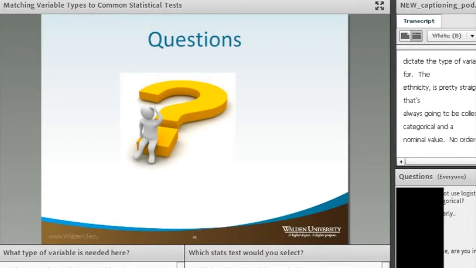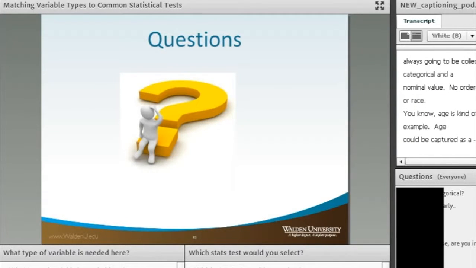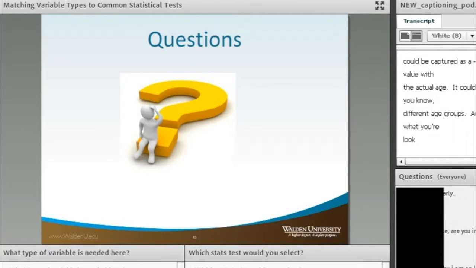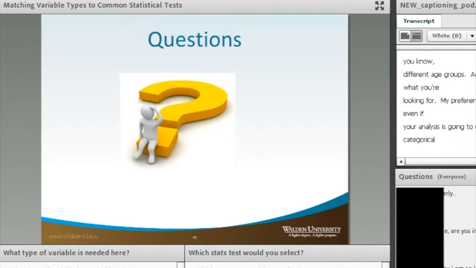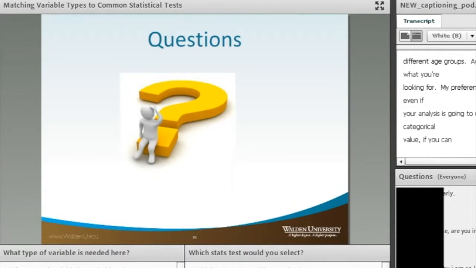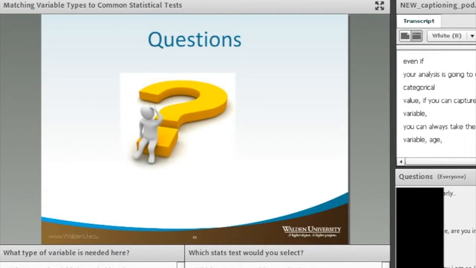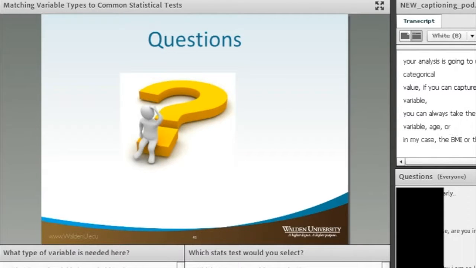You know, age is kind of like my BMI example. Age could be captured as a measurement value with the actual age. It could also be captured as different age groups. Again, it depends on what you're looking for. My preference, where possible, even if your analysis is going to use age as a categorical value, if you can capture it as a continuous variable, you can always take the continuous variable age, or in my case, the BMI or the blood pressure, and convert it to a categorical value.